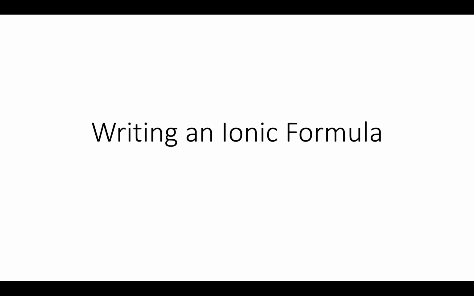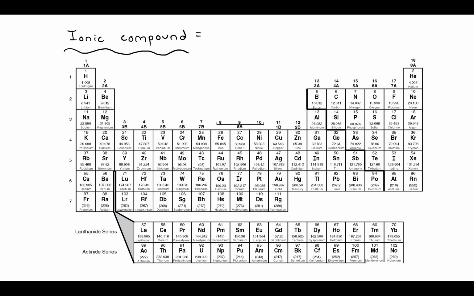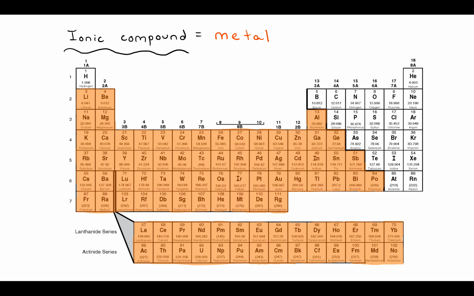Writing an ionic formula. An ionic formula describes what atoms are in an ionic compound. Now, an ionic compound is made up of two things. First, it's made up of a metal, and second, it's made up of a nonmetal. So if you take a metal and combine it with a nonmetal, you're going to get an ionic compound. And here, the metals are everything in orange, and the nonmetals are everything in blue. They're divided by a staircase that's in bold, sort of at the right of the periodic table.